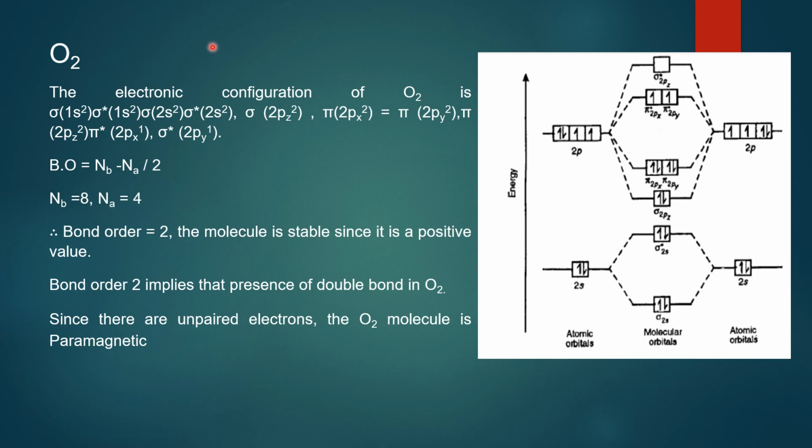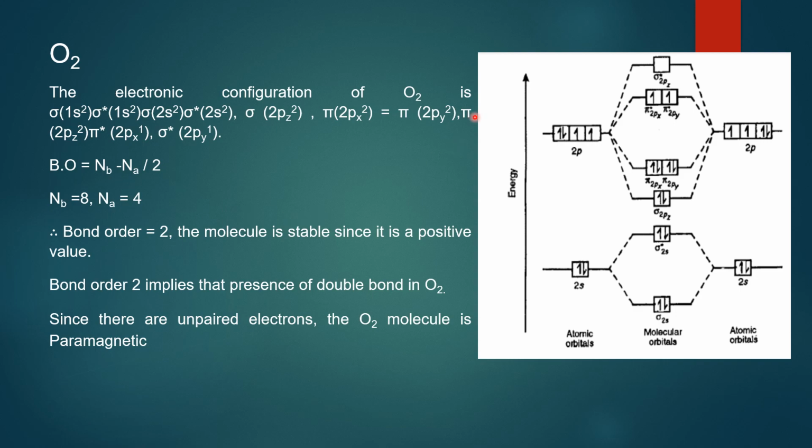After writing of energy order for O2 molecule, calculate the bond order. Number of electrons present in bonding molecular orbitals are 10. Number of electrons present in anti-bonding molecular orbitals are 6. 10 minus 6 by 2, you will get 4 by 2. The bond order for O2 molecule is 2. The molecule is very stable since it is a positive value. Bond order 2 implies the presence of a double bond in O2 molecule.